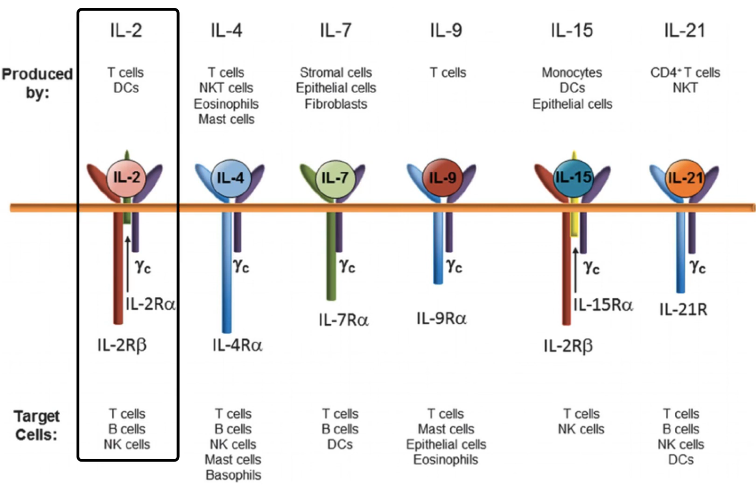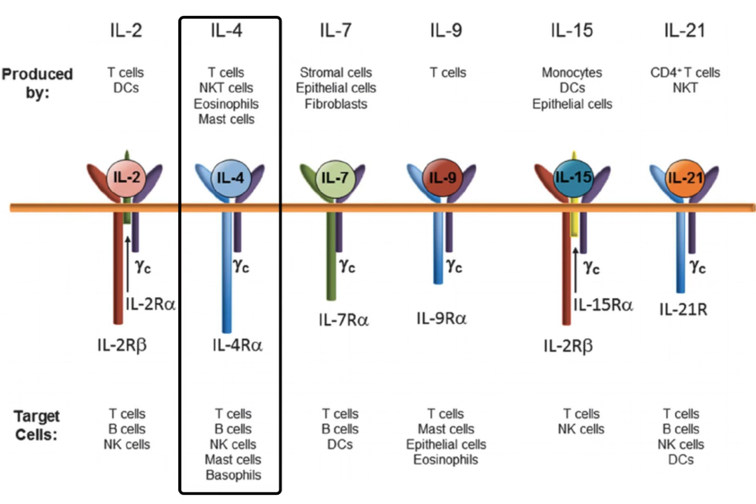So there's an interleukin 2 receptor produced by T cells and dendritic cells. And those then become the targets for interaction with T cells, B cells, and natural killer cells. Interleukin 4 is produced on the surfaces of T cells, natural killer T cells, eosinophils, and mast cells, and that then interacts with T cells, B cells, natural killer cells, mast cells, and basophils.